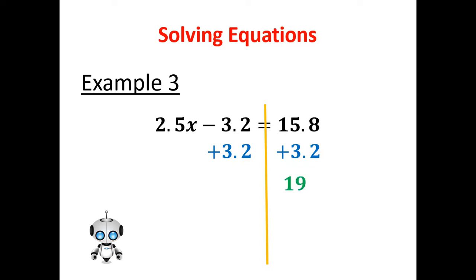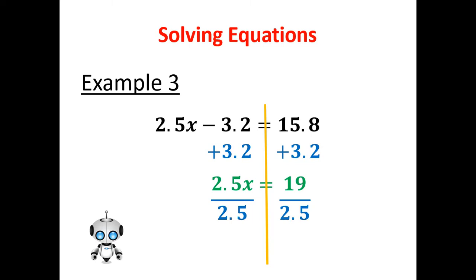Back on the left, a minus 3.2 plus 3.2 cancel to 0. So we're left with 2.5x. 2.5x is equal to 19. Step 2. On the left hand side we have 2.5 times x. To get rid of a times we divide by 2.5, but on the right we must divide by 2.5.